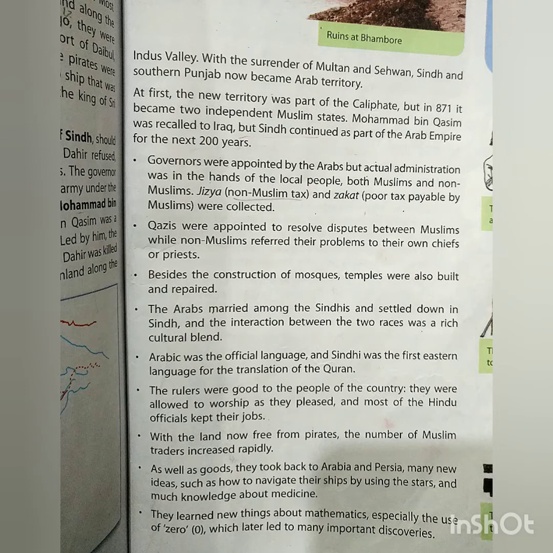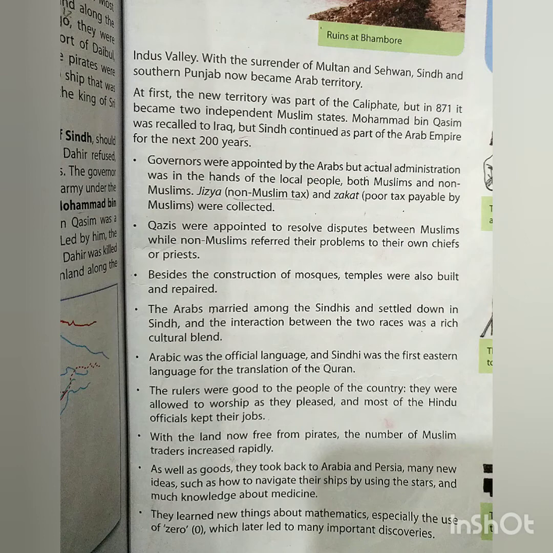Now, when the Arabs came to the Indus Valley, areas such as Multan, Sehwan, Sindh and southern Punjab became Arab territory. At first, this territory was a part of the Caliphate, but in 871, it became two independent Muslim states. Muhammad bin Qasim, at that time, was recalled back to Iraq, but Sindh continued as a part of the Arab Empire for the next 200 years.